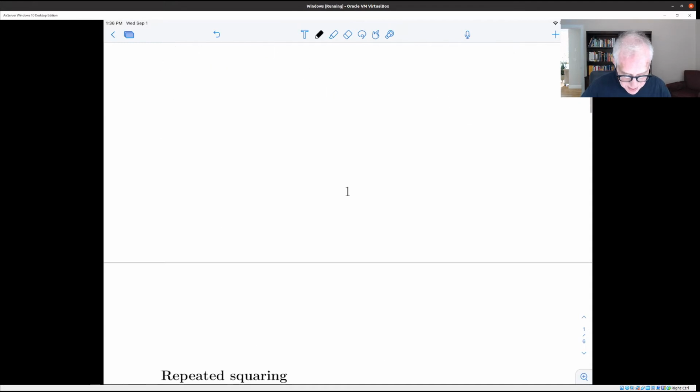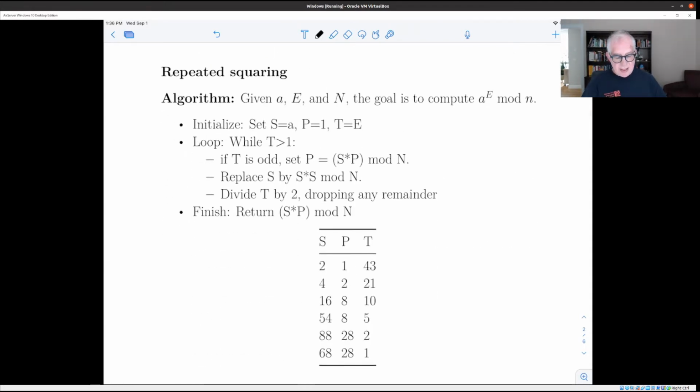So here's the algorithm. It's called repeated squaring, and our goal is to compute a to the e modulo n. So we're given a, which is the base, e, which is the exponent, and n, which is the modulus. And here's what you do. You make a little table. You label the headers S for squares, P, I don't know what that stands for, and T, I don't know what that stands for. The first row of the table has the base in the first column, 1 in the second column, and the exponent in the third column. And now you do the following steps.